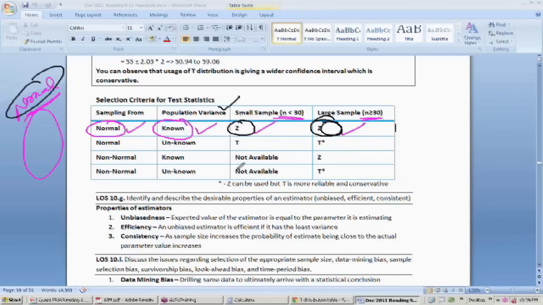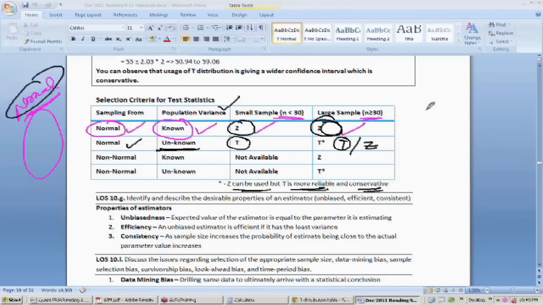However, if the underlying distribution is normal but the population variance is not known, then for a small sample size you use T. For a large sample size you can use T or Z both. But when the population variance is unknown, using Z gives some more error, so T is more reliable. So I have put a star here: Z can be used, but T is more reliable and conservative.